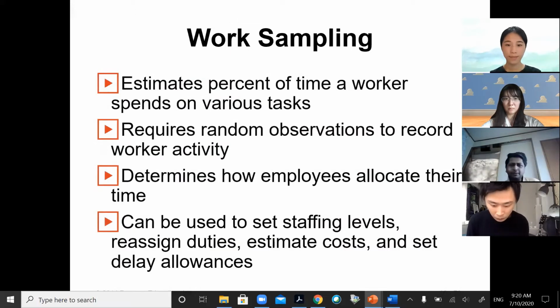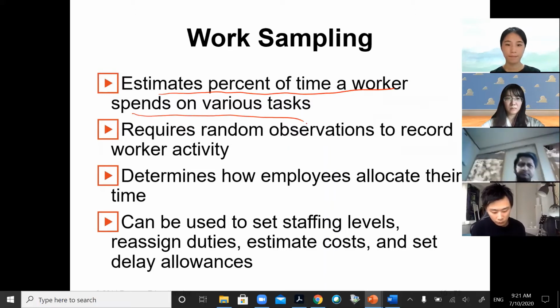The last method of work measurement, or labor standards, is work sampling. Work sampling is a method in which you estimate the percent of the time the worker spends on various tasks. This requires random observations to record worker activity.